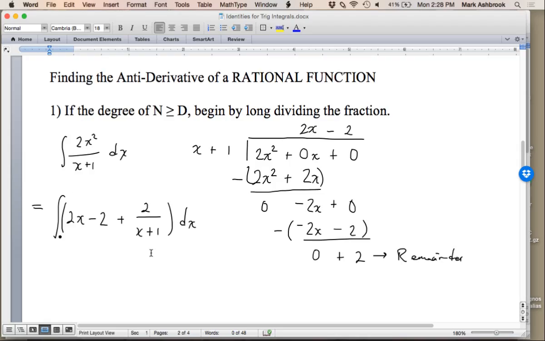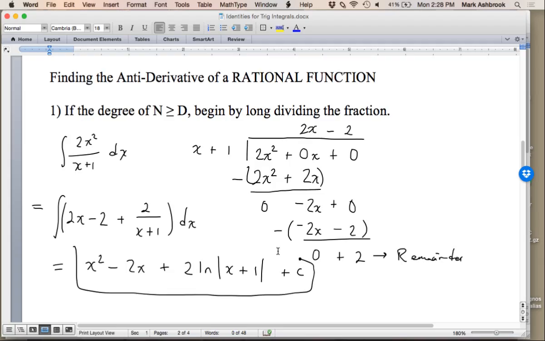And now we're home free. Nothing else to do here except the antiderivative, which is x squared minus 2x plus 2 times natural log of the absolute value of x plus 1. Here we need the absolute values because x plus 1 could be negative. And that's easy. After we long divided, we got an easy antiderivative.